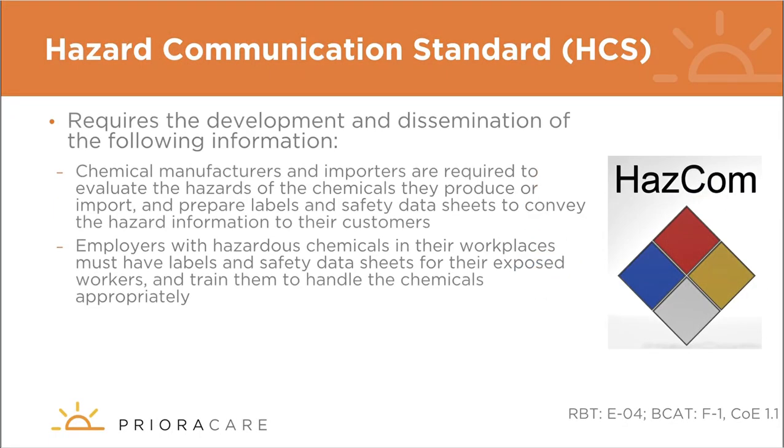In particular, OSHA's Hazard Communication Standard requires the development and dissemination of the following information. First, chemical manufacturers and importers are required to evaluate the hazards of the chemicals they produce or import and prepare labels and safety data sheets to convey the hazard information to their customers. Second, employers with hazardous chemicals in their workplaces must have labels and safety data sheets for their exposed workers and train them to handle the chemicals appropriately.